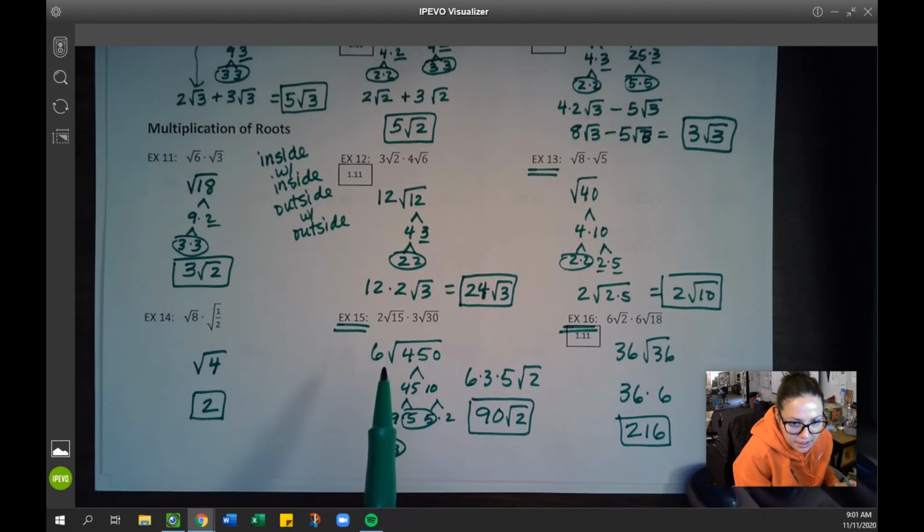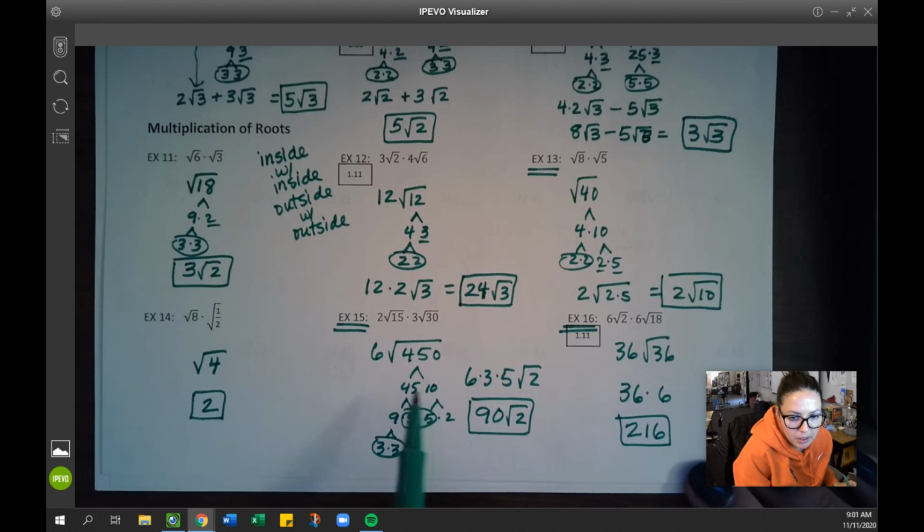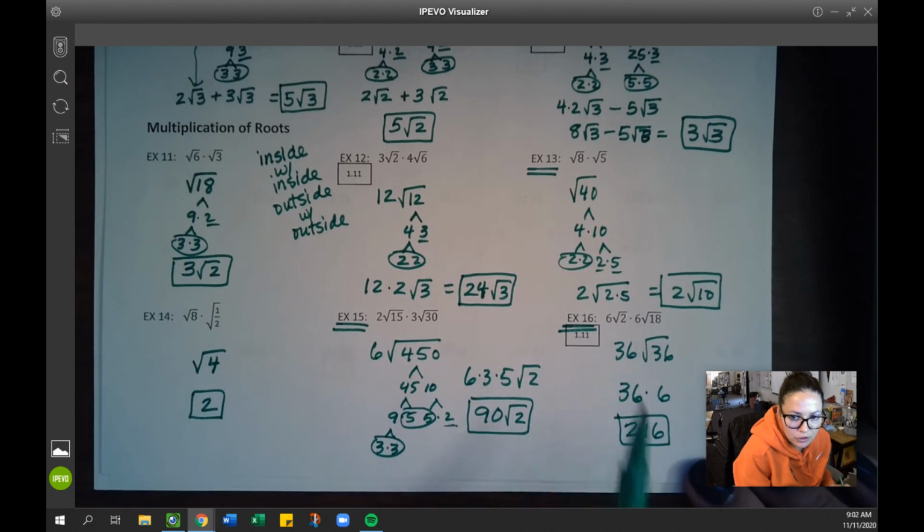Example 15, we get 6 times the square root of 450. And if you had trouble with this one, remember that any number that ends in 0, we can divide by 10. So I broke it apart into 45 and 10, which those are numbers that you should hopefully be able to find factors of. We break it apart. We have a pair of 5s, we have a pair of 3s, and a loner 2. So I have the 6 that was already out there, and then the 3 and the 5, which if you multiply that together gives you 90 square roots of 2.